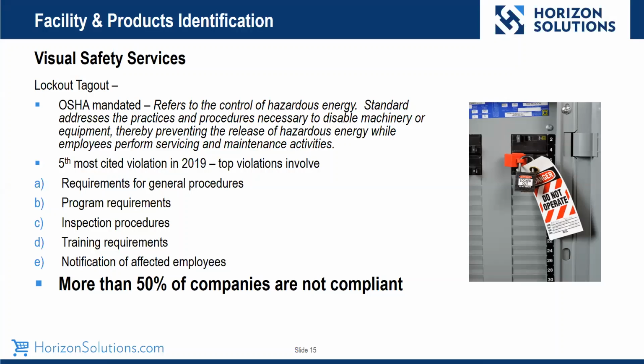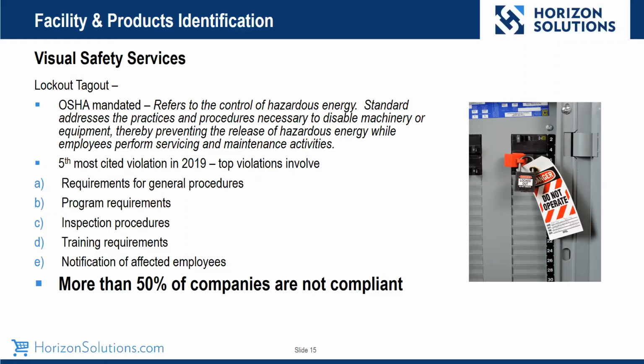And a lot of these top violations are going to be talking about requirements for general procedures or lack thereof, a lack of program requirements, a lot of times a lack of inspection procedures. I've seen that companies don't have inspection procedures properly documented, or they're not inspecting. It's due once a year to inspect your current procedures, and a lot of times that's going to kind of fall by the wayside.